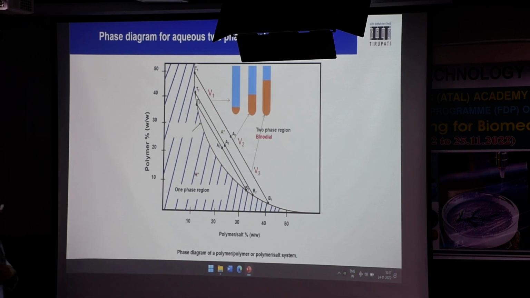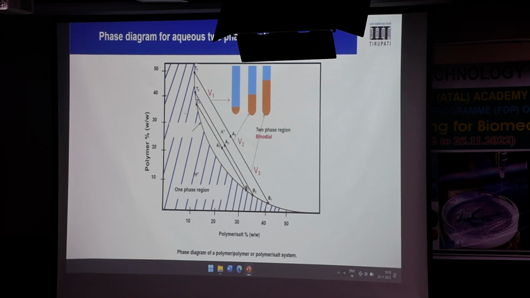This is the typical phase diagram. Is the cursor visible? Yes. So this is my one-phase region, because at these concentrations, both the polymer and salt are comfortable. The bottom phase can be salt also. I'll give you examples of what the molecules are. Until this certain critical concentration, they are comfortable in the solution. When I cross this critical concentration, I will enter the two-phase region. Any point on this tie line will split into two phases, top phase and bottom phase.